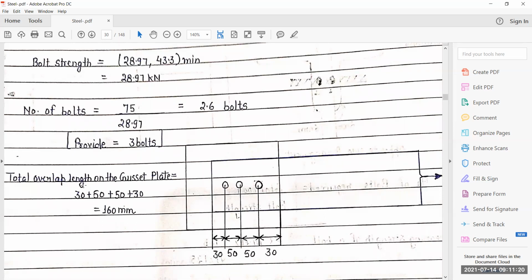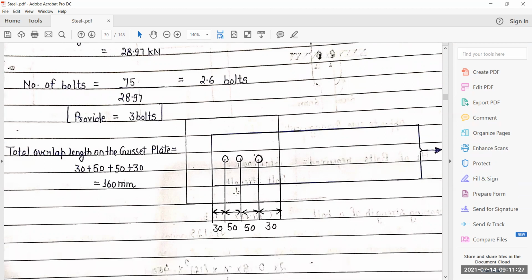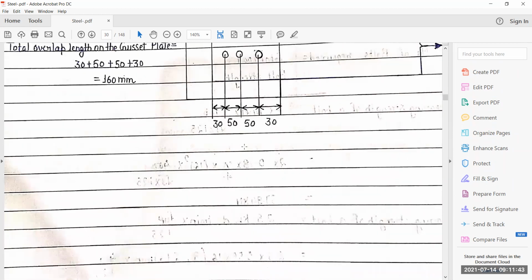Total overall length of the gusset plate: 30 plus 50 plus 50 plus 30 equal to 160 minimum. That's the spacing of the bolts. From the plate edge to the first bolt is 30. First to second is 50, second to third is 50, and from the third bolt to the plate edge is 30. This is over the gusset plate.